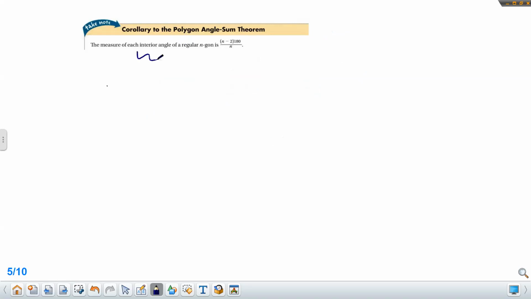But rule number 2, how to find the measure of each interior angle of the regular polygon? Yes, it is the sum of interior angles over the number of angles. Sum of interior angles, which is n minus 2, all times 180, over n, which is the number of angles, if you need the measure of each interior angle.